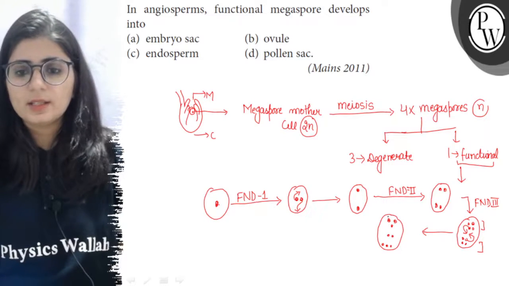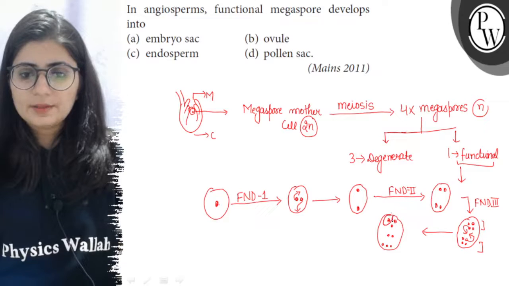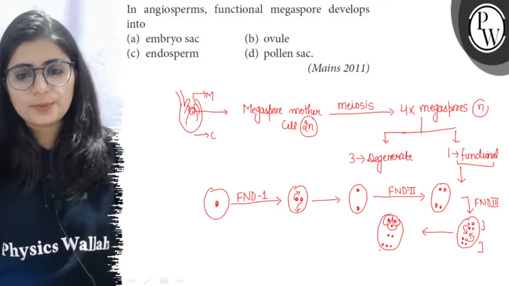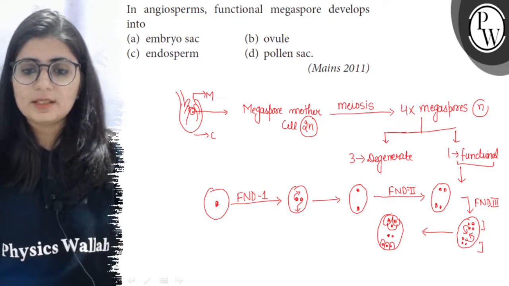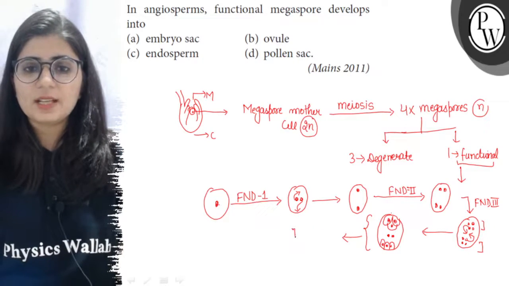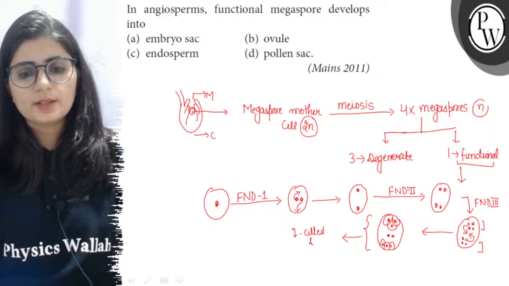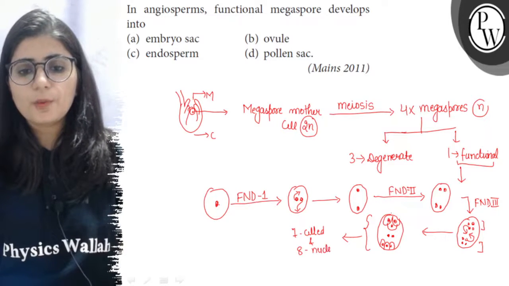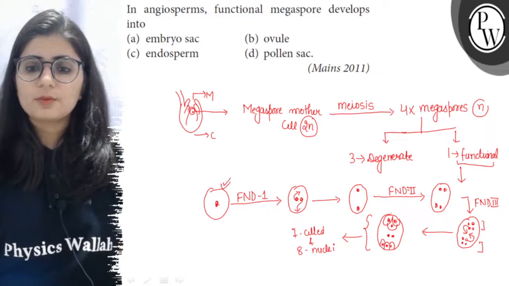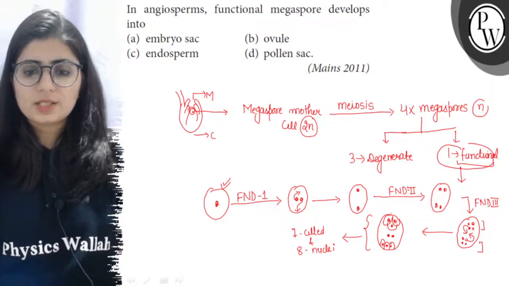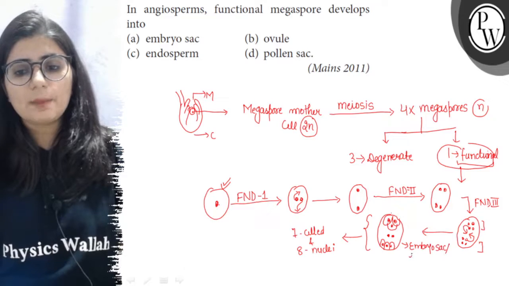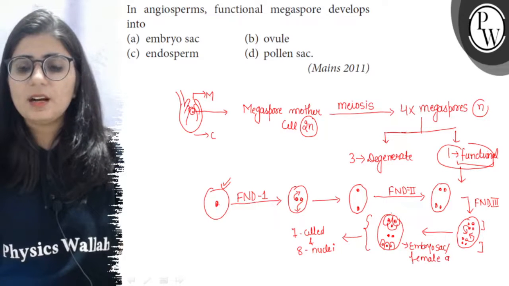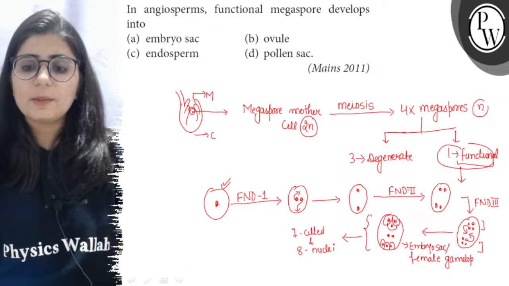Now cell walls are laid, and 3 cells will be formed at this pole, 3 cells will be formed at this pole, and 1 cell will be at the center, and this central cell has 2 nuclei. So this entire structure, which is 7-celled and 8-nucleate, is formed from the functional megaspore. This structure is called an embryo sac or the female gametophyte, as it has a female gamete. So it is called a gametophyte.